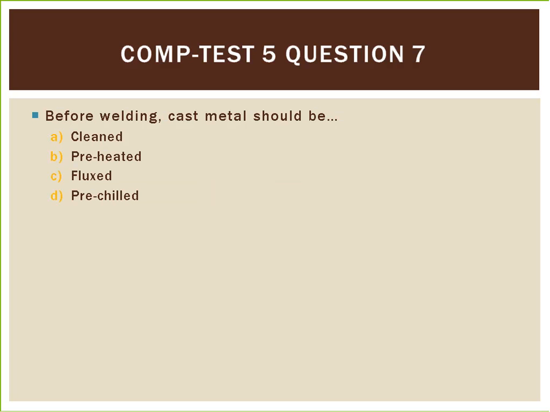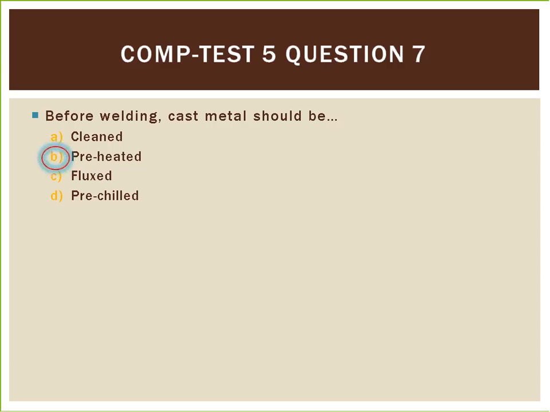Comptest 5, question number 7. Before welding, cast metal should be A, cleaned, B, preheated, C, fluxed, or D, pre-chilled? Answer B is the correct answer because preheating not only cleans the casting of oils and grease, it also reduces weld stress. A is incorrect because as it is important to have the metal cleaned, it is more important to have the cast metal preheated.